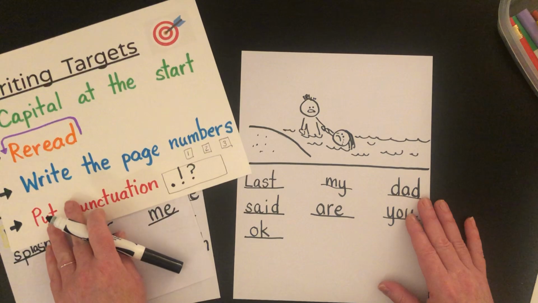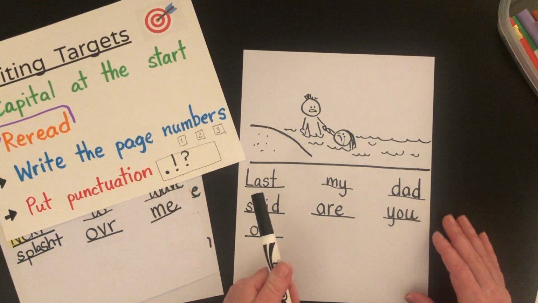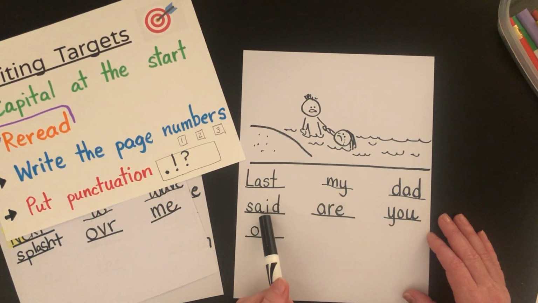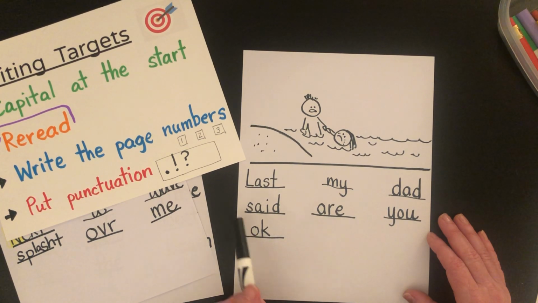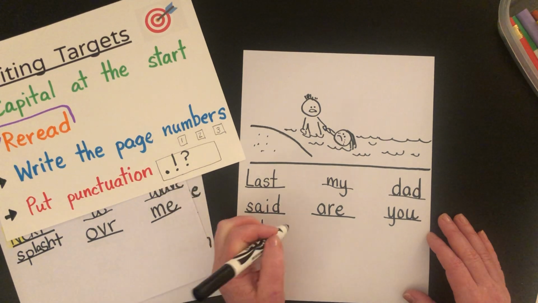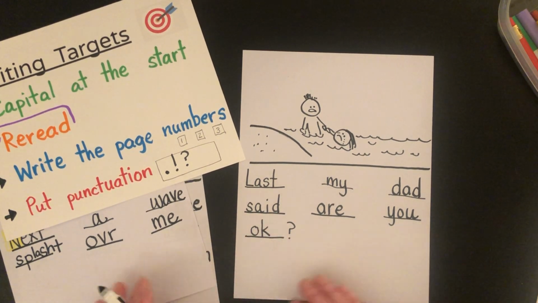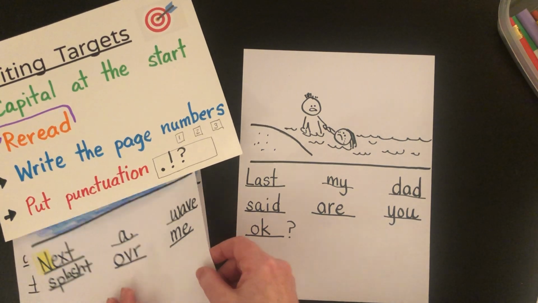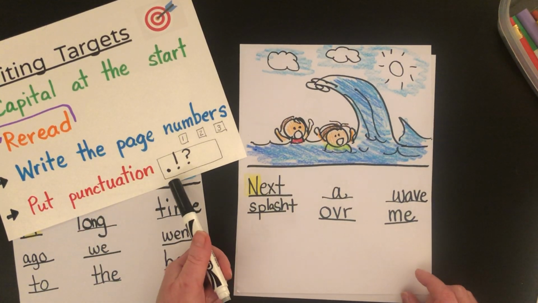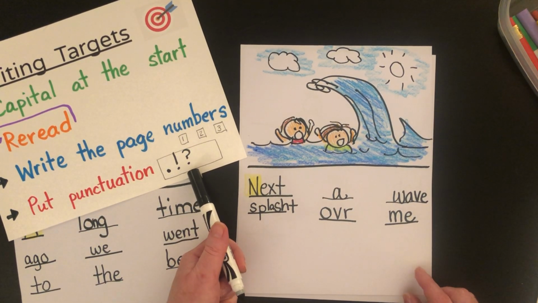I'll put that right there to keep my eye on the punctuation. Last, my dad said, are you okay? Ooh, did you hear my voice go, are you okay? Because I'm asking a question, so I'm going to put the question mark right here. I'm going to go and check that on my other pages. Let's see if I need a period, exclamation mark, or a question mark.